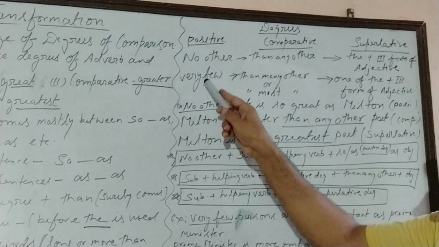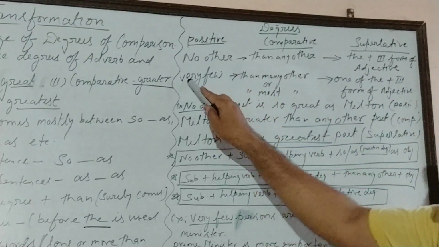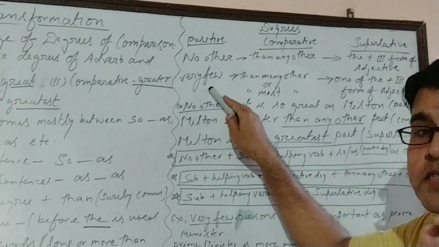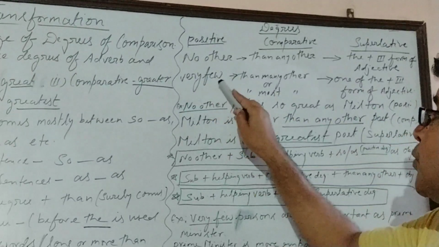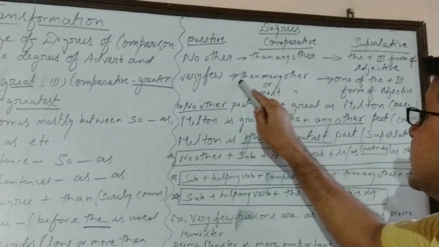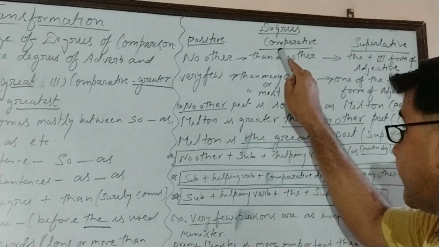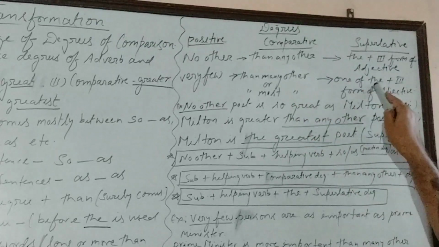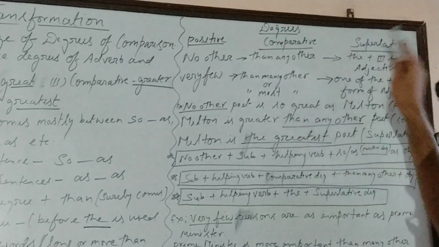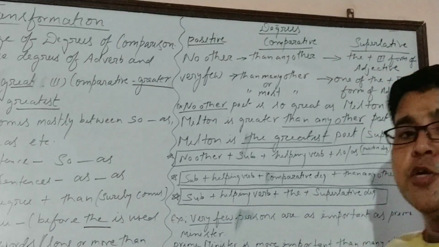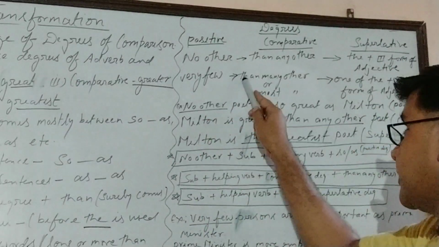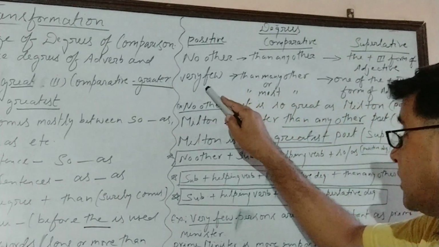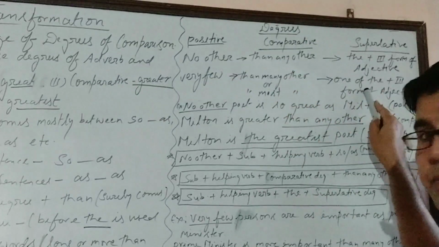Now the second line. When the sentence starts with "very few" in positive degree, then "very few" will change into "than many other" or "than most other" in comparative degree, and then "many other" or "most other" changes into "one of the" plus the third form of adjective in superlative. So in the second line, you have to learn this part: very few, than many or most other, one of the plus third form of adjective. This is your positive, this is comparative, and this is superlative.